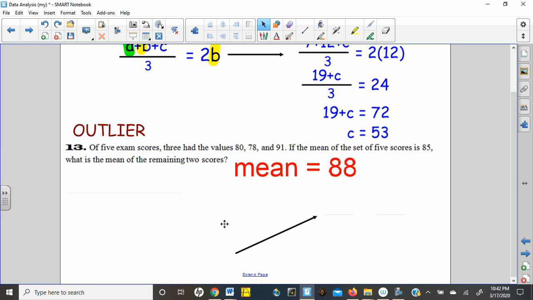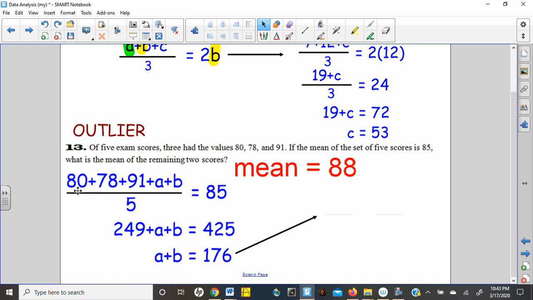Number 13, of 5 exam scores, we had 80, 78, and 92 as the first 3. Okay, and the overall average of the 5 scores was 85. So we can set up that equation by doing the 3 test scores plus A plus B as the unknowns, and then dividing by 5, multiply by 5 and subtract the 3 that we knew, which added up to 249, and the two remaining test scores are 176. There's not much we could say about those.